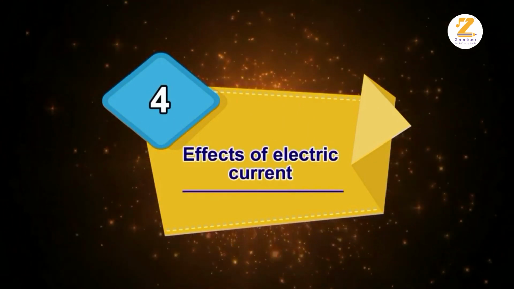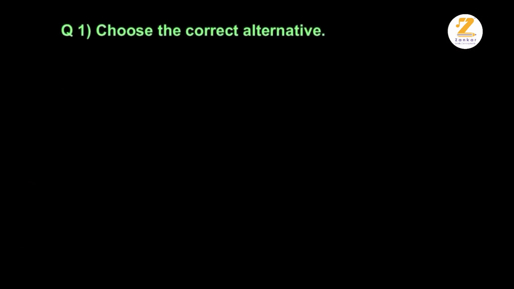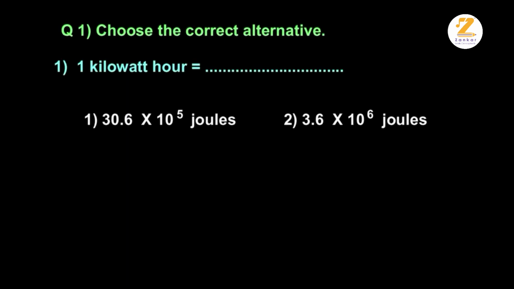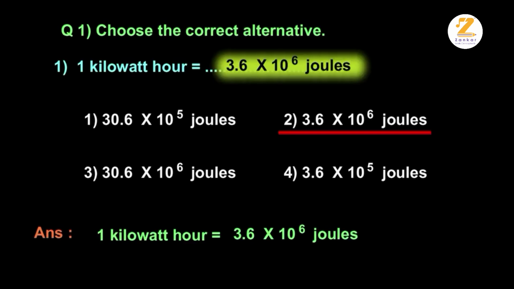Chapter 4. Question 1. Choose the correct alternative. 1 kilowatt hour is equal to dot dot. Option 1, option 2, option 3, option 4. The correct answer: 1 kilowatt hour is equal to 3.6 into 10 raised to 6 joules.